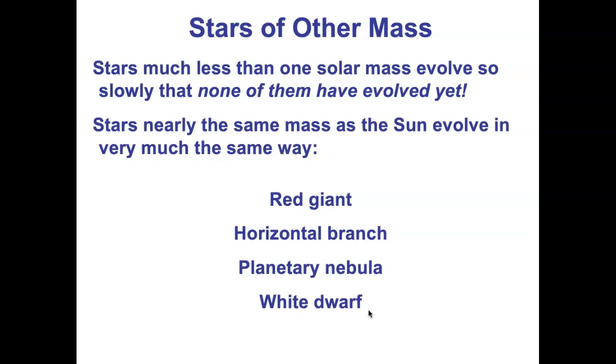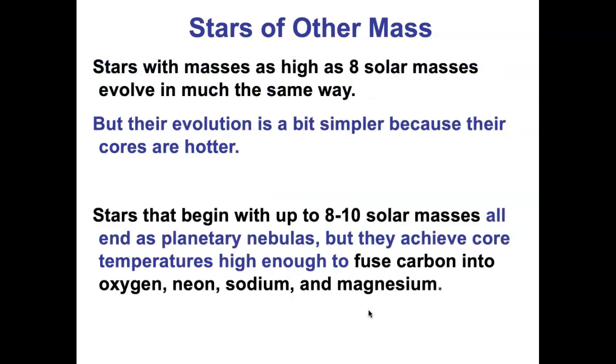What is the white dwarf made of? It's made of mostly carbon, because that's all the core was made of when the core contracted and the outer layers blew away as the planetary nebula. That's the story for low mass stars.